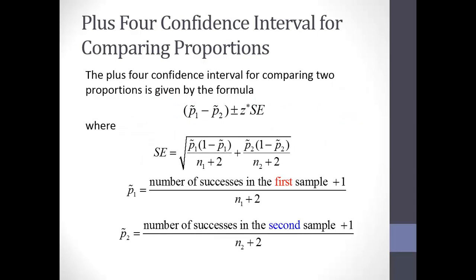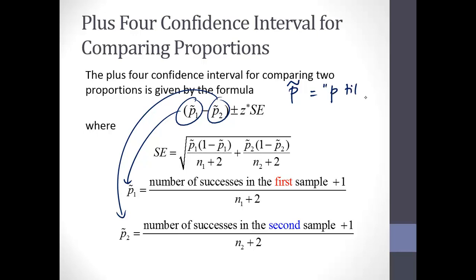Okay, so again, here's our formula. It's p tilde 1 minus p tilde 2. To see what these are, look down here below. And again, p with a squiggle on top of it, we're calling that p tilde, just to denote that this is different than p hat. So again, the formula looks almost exactly like it did before.